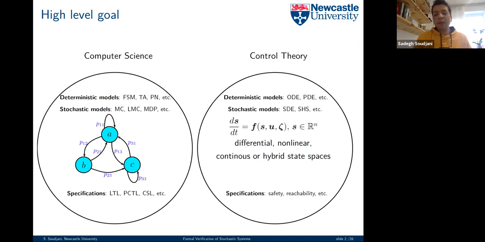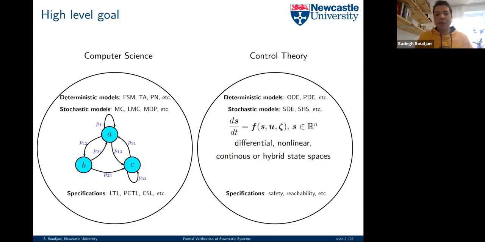Now, if we look at control theory, the nature of the model itself is complicated. For example, we may have a differential equation. It could be nonlinear with a continuous or hybrid state space. We may even have noise as Brownian motions or other types of noise affecting the behavior of the system. But the class of specifications studied in control theory is relatively simple. For example, safety or reachability.